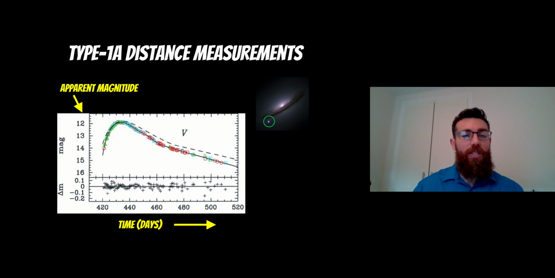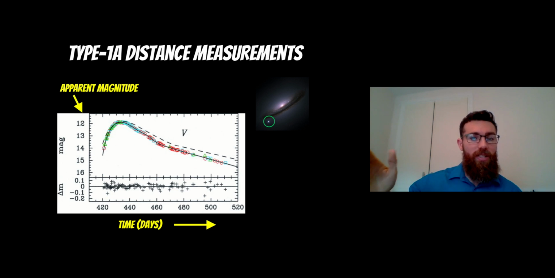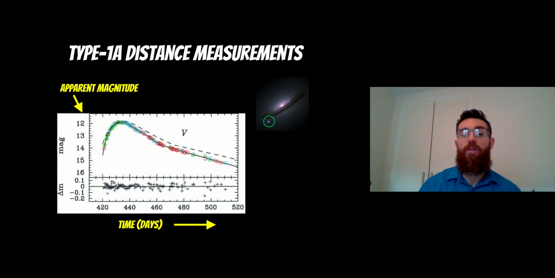And then this plot is called a light curve. And a light curve is just the brightness of an object over time. So on the y-axis you have your apparent magnitude as measured from Earth, and then on the x-axis you've got your time. And you can see that the supernova increases in brightness, and then it peaks, and then it will slowly decrease over time.